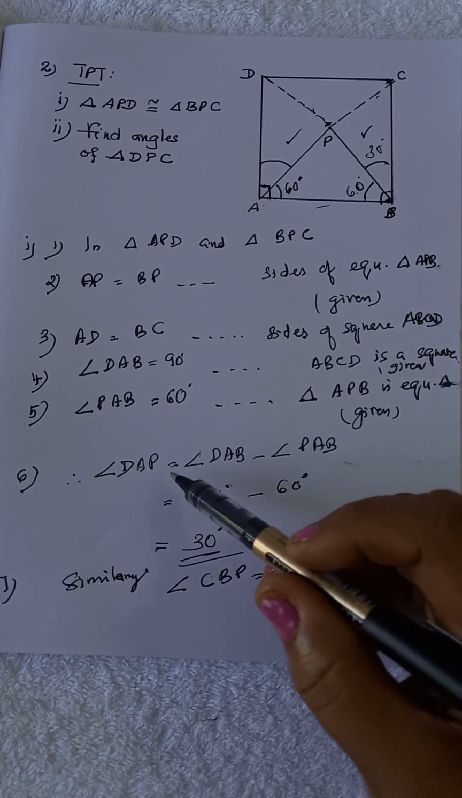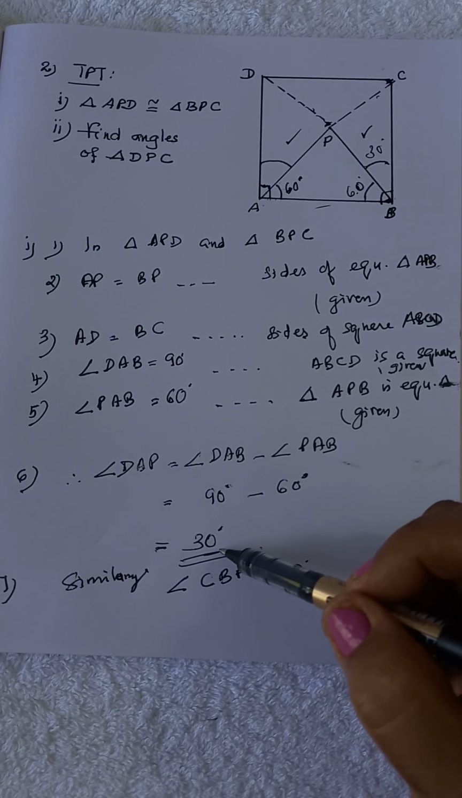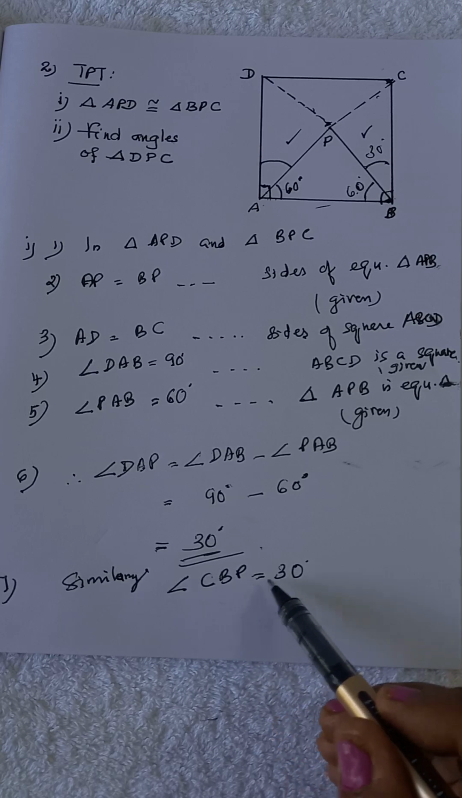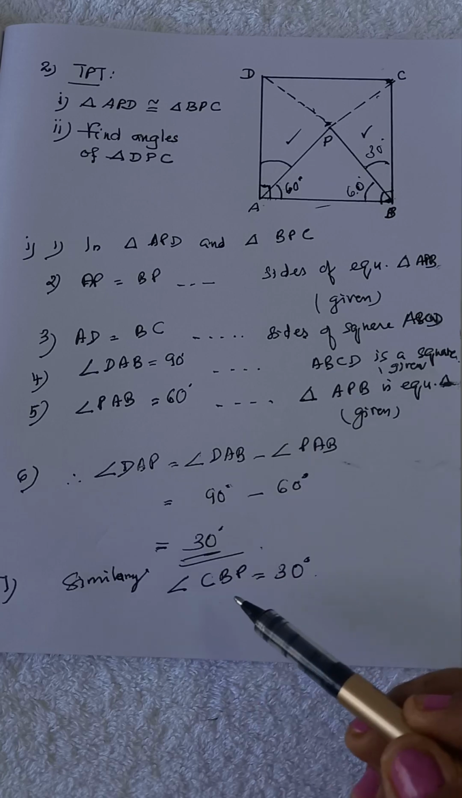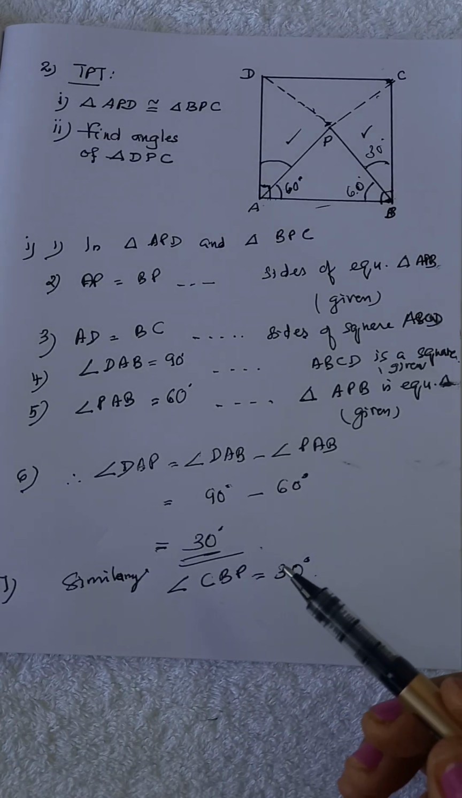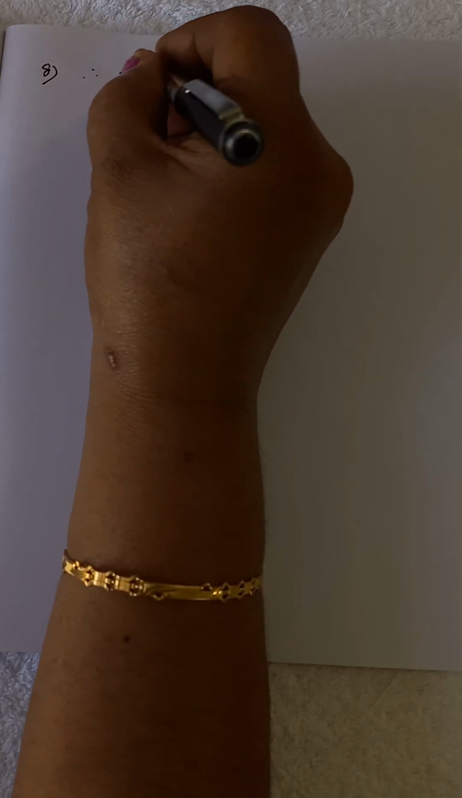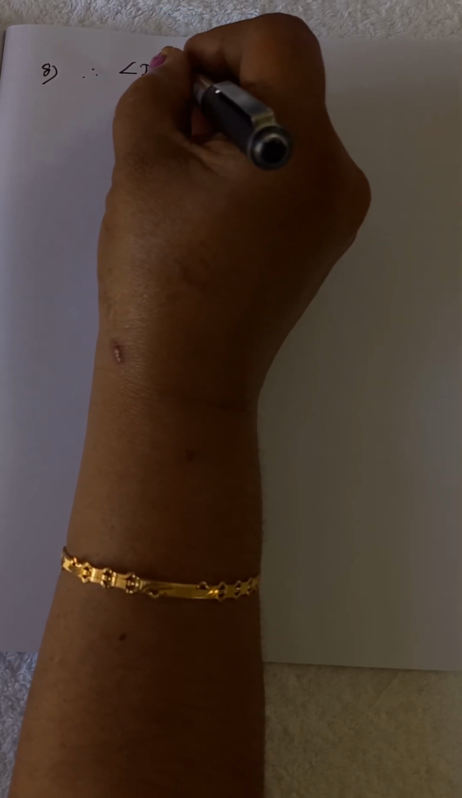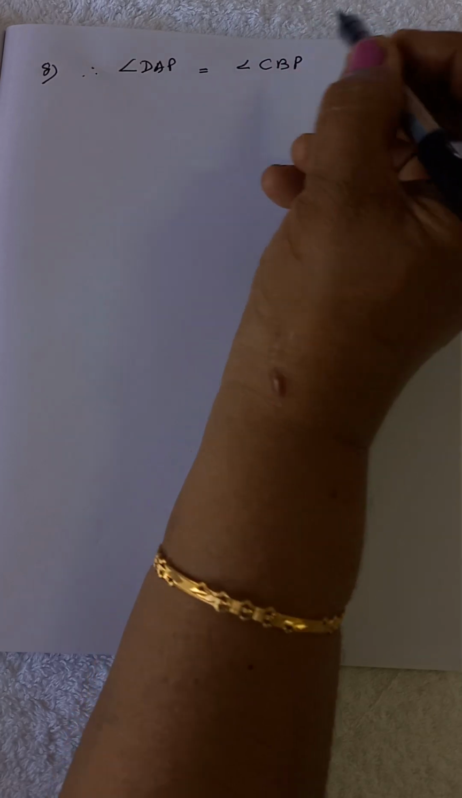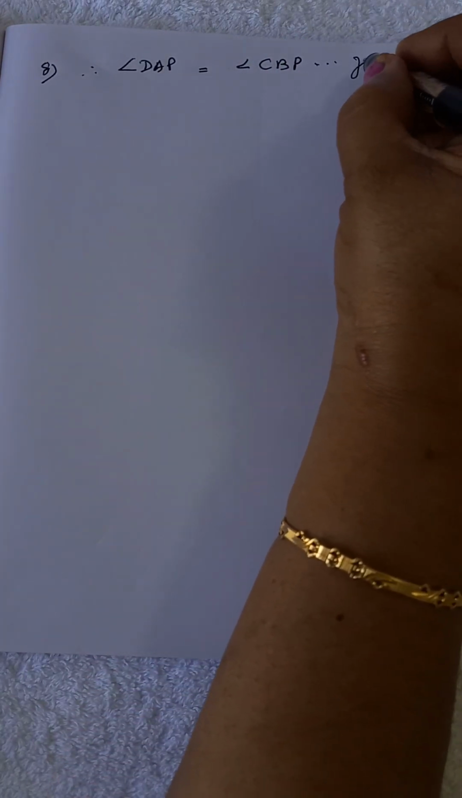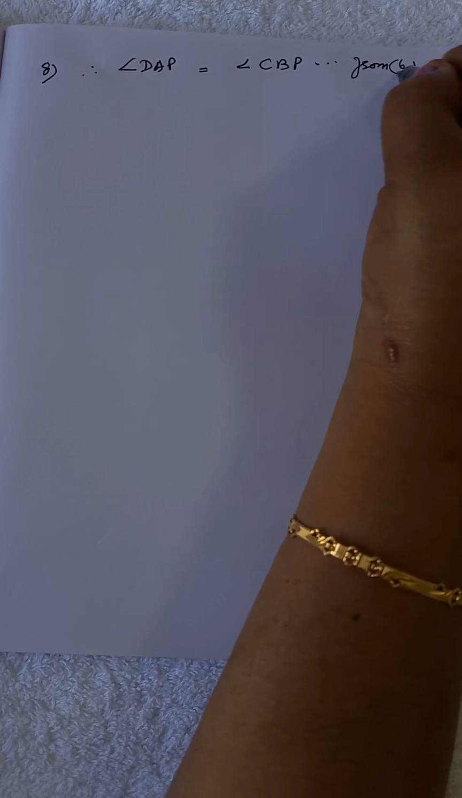So here angle DAP is 30 degrees. Angle CBP is 30 degrees. So we can write angle DAP is equal to angle CBP. So we can write the 8th point as therefore angle DAP is equal to angle CBP. That is from points 6 and 7.